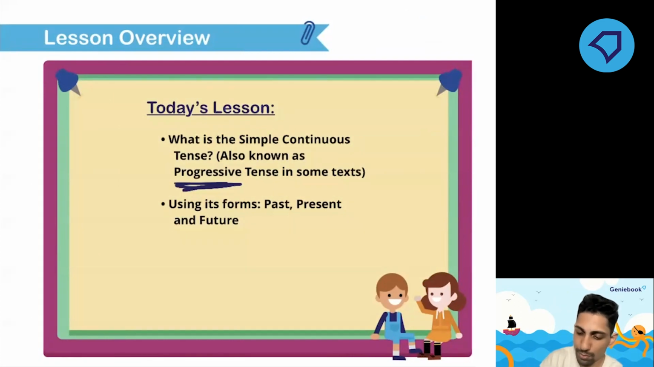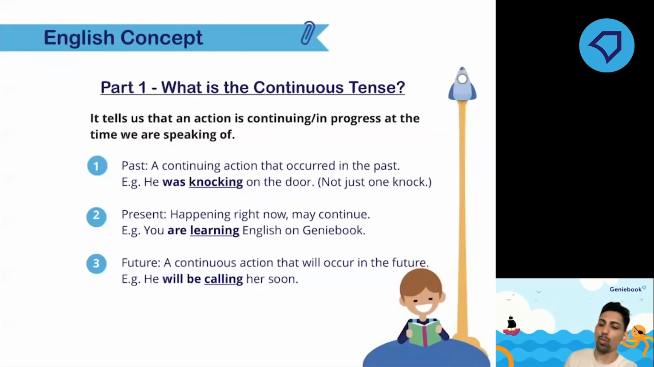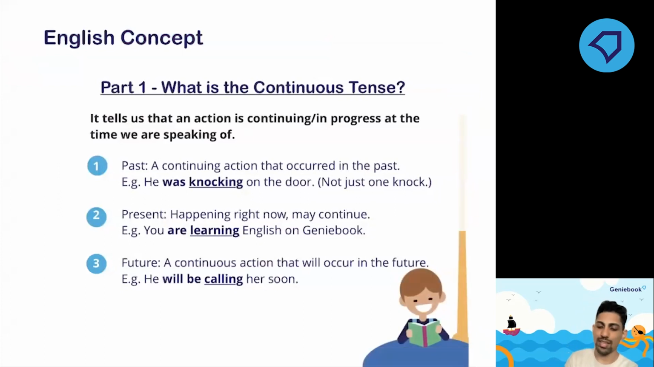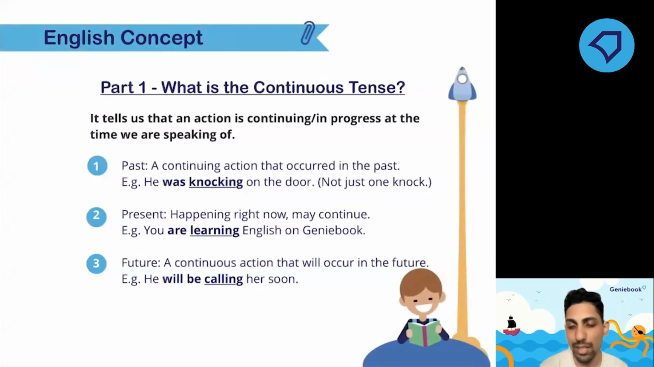We'll look at past, present, and future. So let's just go right on to the first one. What is the continuous tense? Well, obviously it tells us that something is continuing or in progress. So if you look at the first one, this is an example of past continuous. He was knocking on the door. It's not just one knock. We're not just trying to say that he knocked on the door, but there's a progress. There's a process. He was knocking, right? He was knocking.